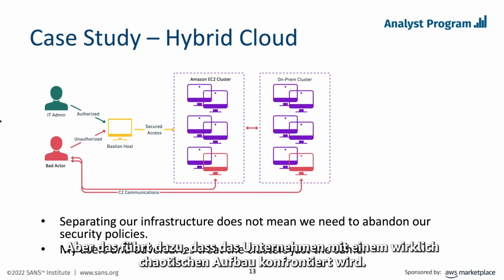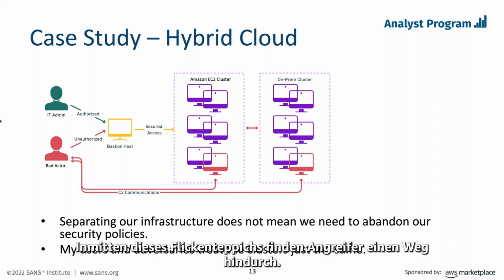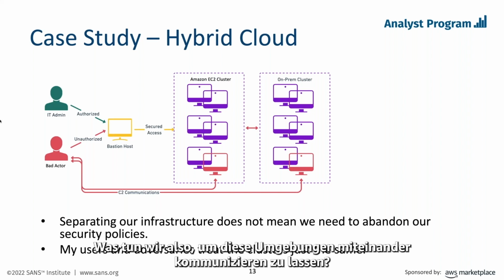But what this does is it actually creates a really, really messy setup for the enterprise to have to deal with, primarily because you've now got multiple footprints trying to coalesce and work as one organization. In amongst all of that patchwork, adversaries will start to find their way through, because guess what? To the back end, to the security team, it may look like we're trying to combine multiple environments together. So what do we do to try and let those environments talk to each other?